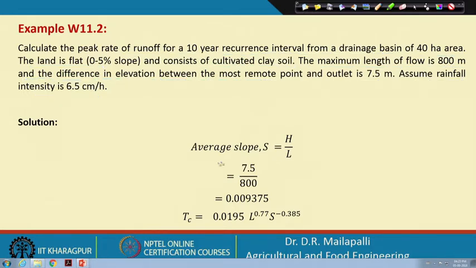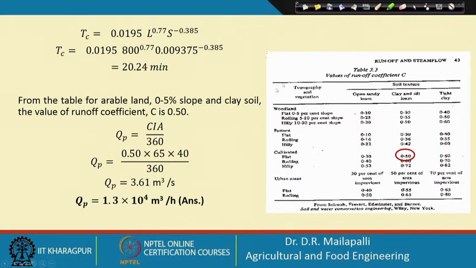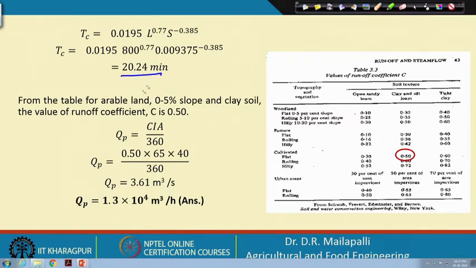So, here in order to find out Tc, that is the time of concentration, the slope is given like H, that is the difference of 7.5 meter from the most remote point to the outlet, and then the length of run L. So, you get the slope. Knowing L and S, you get Tc. So, Tc will be 20.24 minute, and the next is the runoff coefficient C.